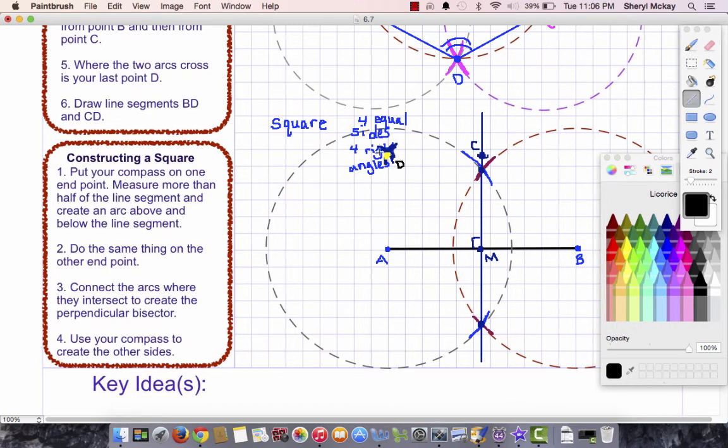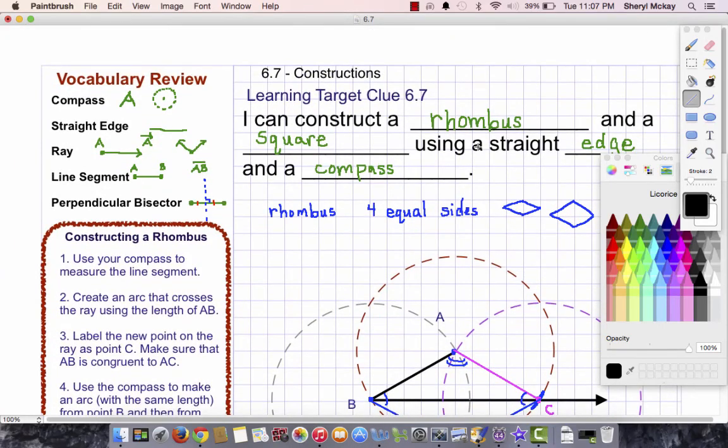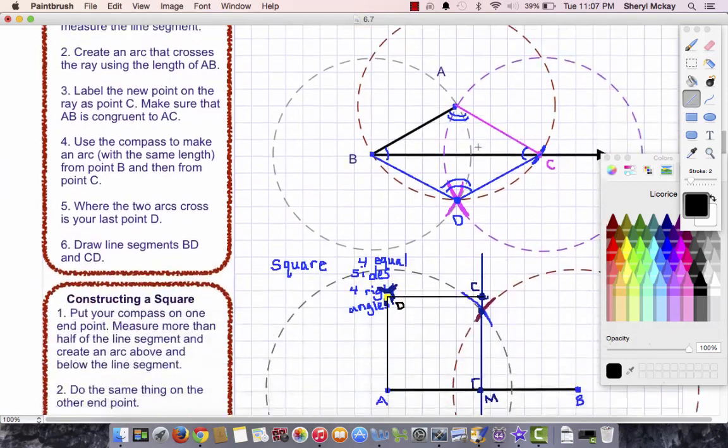And we're going to draw my line from point D to C, and from point D to A, and there I have just constructed a square, all right, using simply a compass and a straight edge. And that's all that we have to do for today with constructing a rhombus and a square, all right?